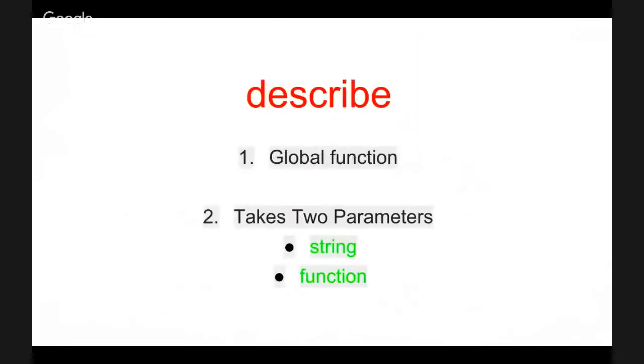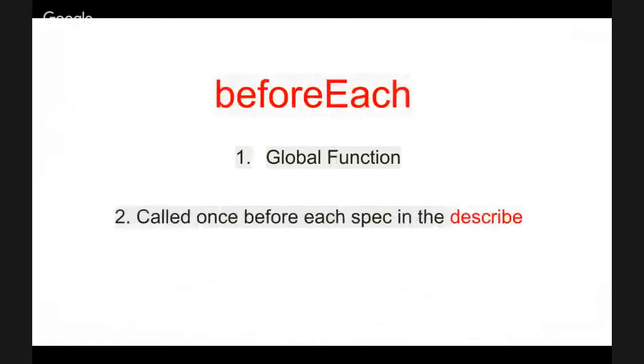A test suite begins with a call to the global Jasmine function describe with two parameters, a string and a function. The string is a name or title for a spec suite, usually what is being tested. The function is a block of code that implements the suite. To help a test suite dry up any duplicate setup and teardown code, Jasmine provides the global beforeEach function. As the name implies, the beforeEach function is called once before each spec in the describe in which it is called.